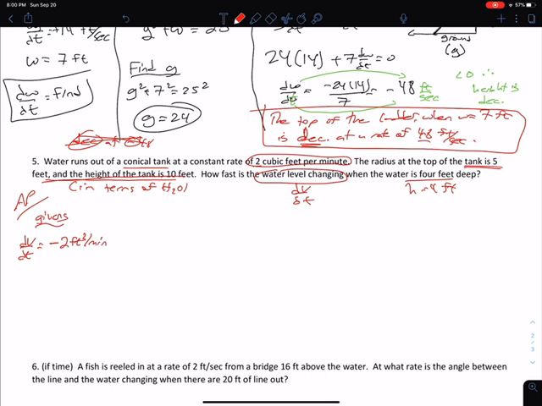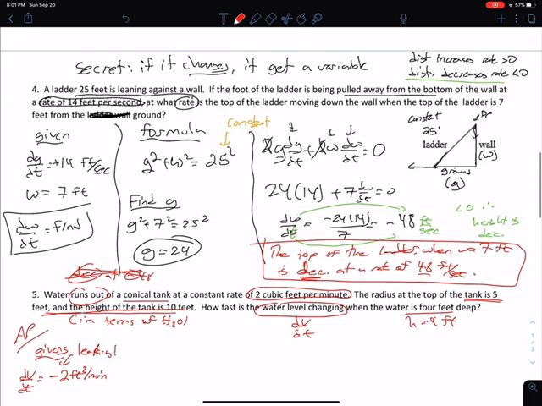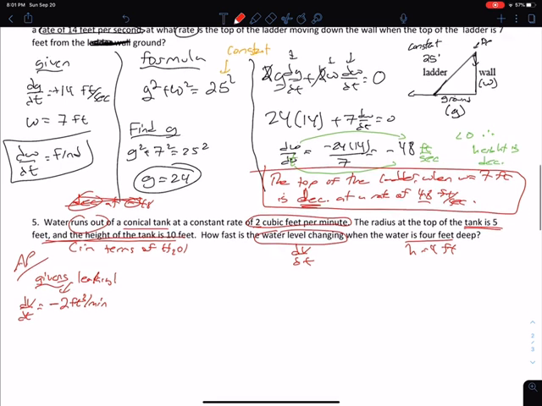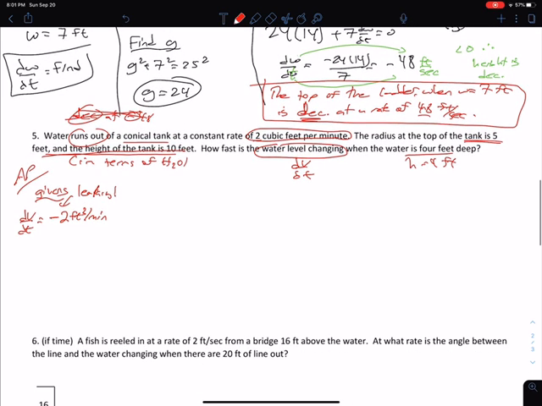You might be asking, why negative? Because it's running out. We are leaking water. We're losing water. And remember, if we're decreasing, our rate is negative. We're also told that the height of the water is 4 feet, and we are out to find the change in height, dh/dt.